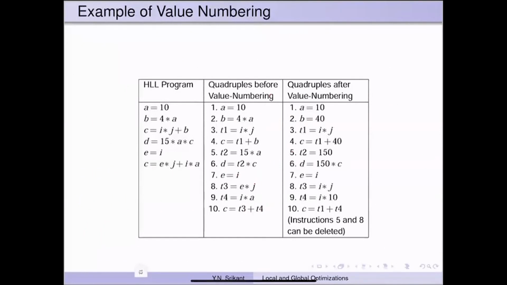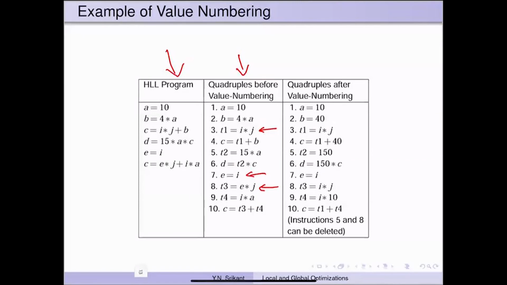Let me explain with an example how the whole thing happens. So here is the high level language program with large expressions. And after it is broken down into quadruples, this is the version. Let me point out that there is a T1 equal to I star j, and then there is E equal to I, and finally there is T3 equal to E star j. So I star j happens to be a common sub-expression. Please note that. We will see how to detect it.